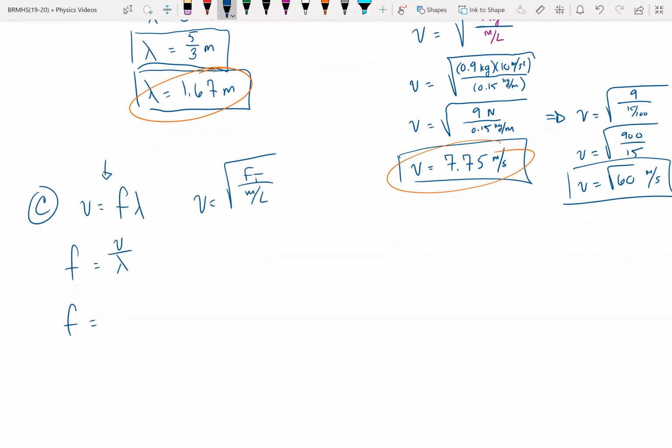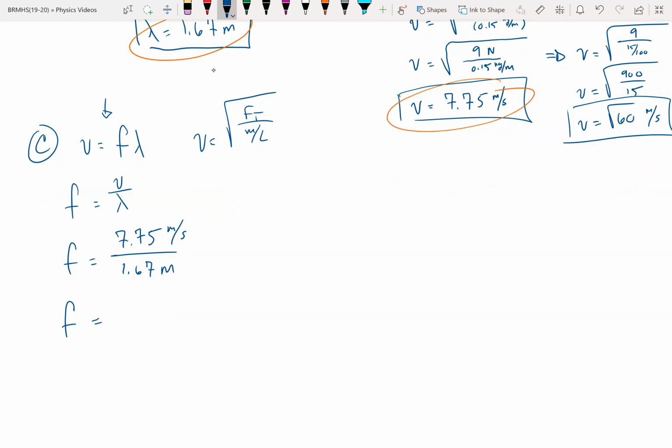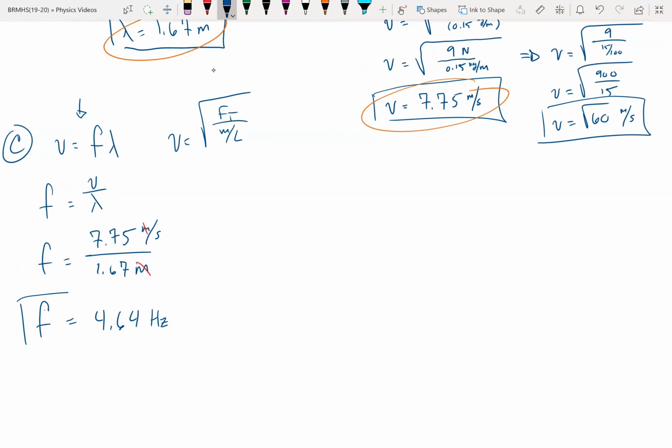The velocity is, we'll go with our decimal answers first, if you like. We're rounding. That's okay. Let's use a reasonable number of digits. 7.75 divided by 1.67 is 4.64. Notice the meters cancel out, and I'm left with 1 over seconds. That's a perfectly fine unit for frequency. We'll usually just call that hertz. So I'm just going to write it as hertz, Hz. All right, so there's my frequency, 4.64 hertz.